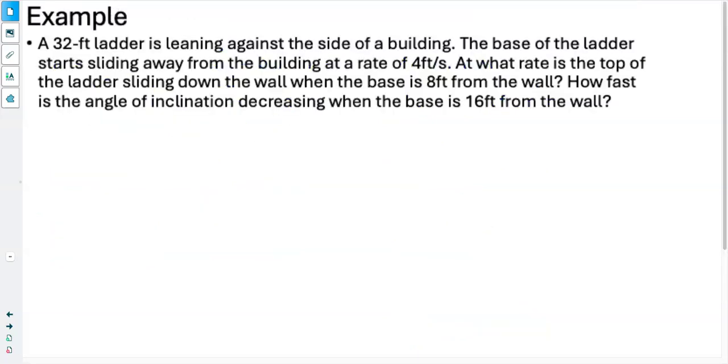Okay, next example. We have a 32-foot ladder leaning against the side of a building. The base of the ladder starts sliding away from the building at a rate of 4 feet per second. At what rate is the top of the ladder sliding down the wall when the base is 8 feet from the wall? And how fast is the angle of inclination decreasing when the base is 16 feet from the wall? So we'll start by drawing this out.